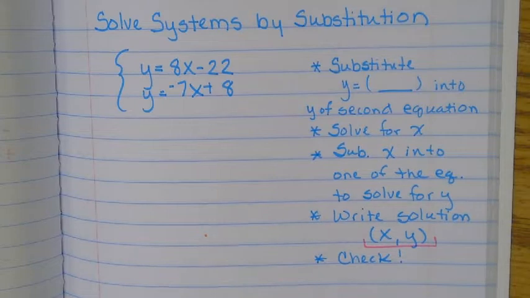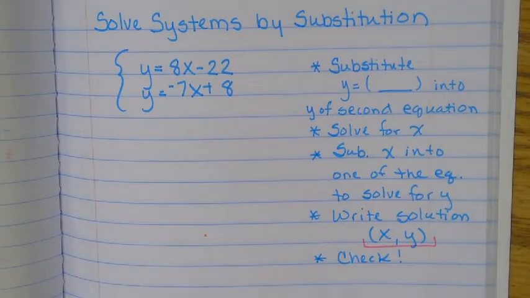And graphing isn't always the best method anyway, because if our answers are fractions or decimals or really big numbers, then they're not going to fit on a graph nicely, right? So we have a couple of ways to do them algebraically. This week we're going to concentrate on solving systems by substitution. And it's kind of just what it says. We're going to substitute one of the equations in for the variable of the other one.